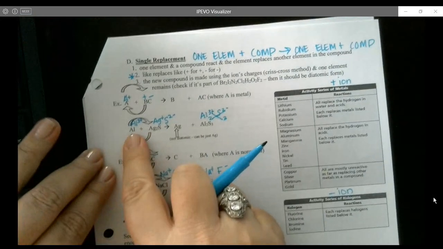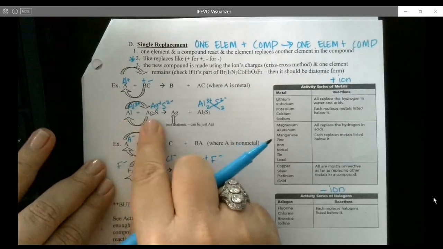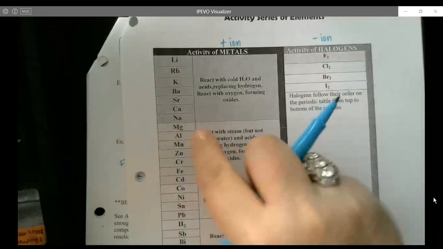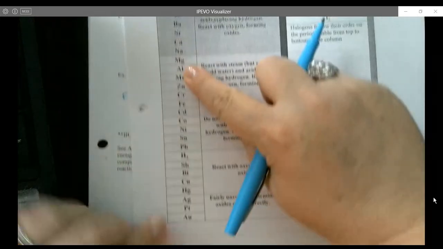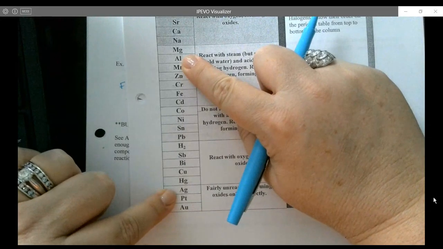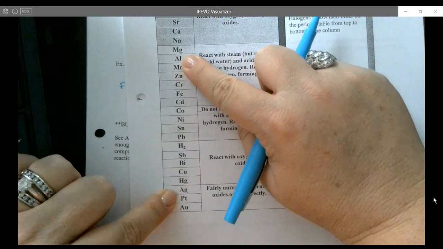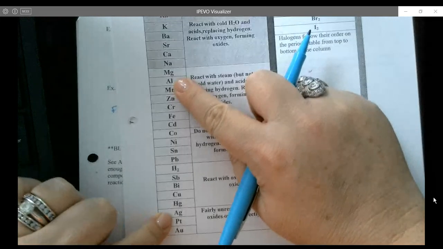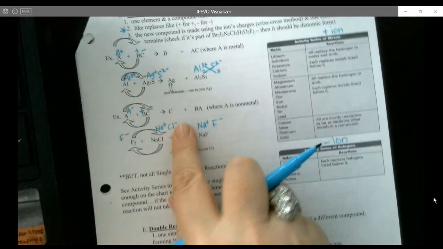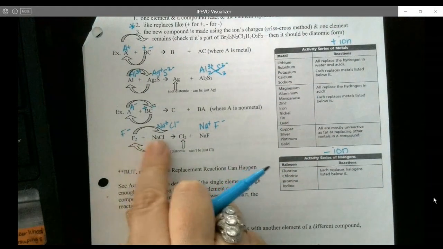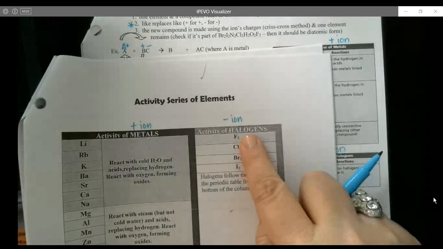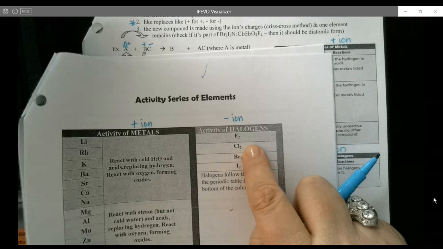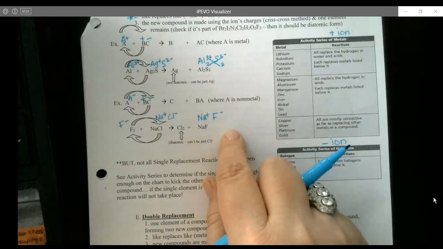So in this case, aluminum is trying to kick silver out. And if you look it up on the chart, aluminum is here and silver is way down here. So aluminum has the power to kick silver out. But if you were trying to write this in the reverse, silver couldn't kick aluminum out. Silver wouldn't be able to have a reaction, okay? And then in this case down here, fluorine is trying to kick chlorine out. Again, fluorine is above chlorine, so it can easily kick chlorine out and take its spot. And then this reaction happens.